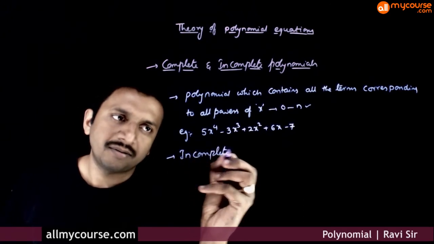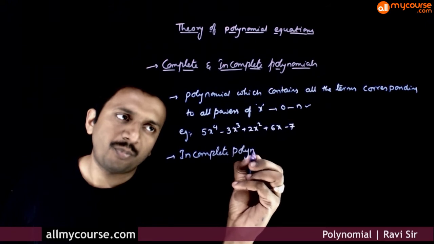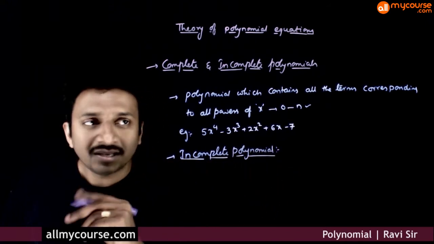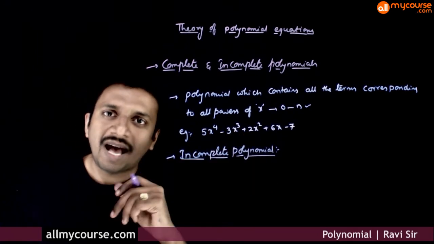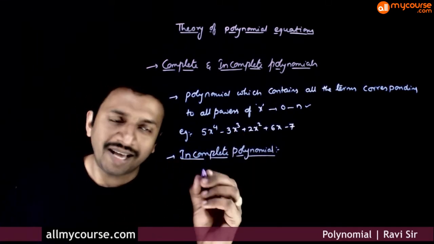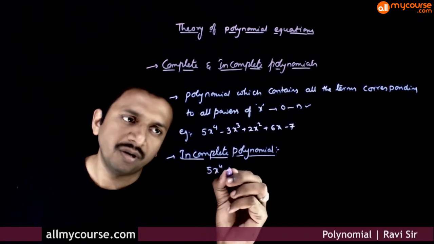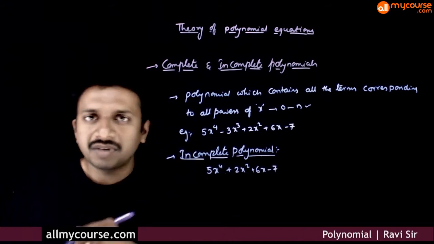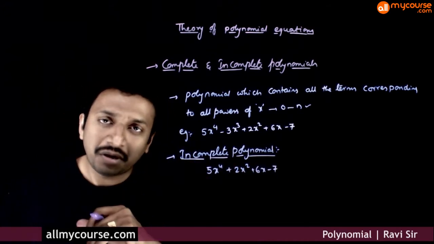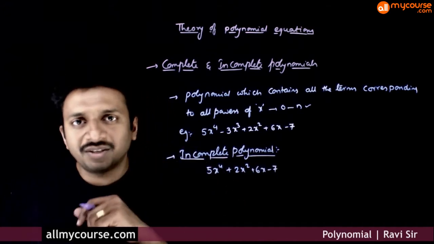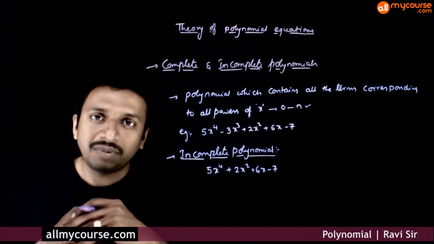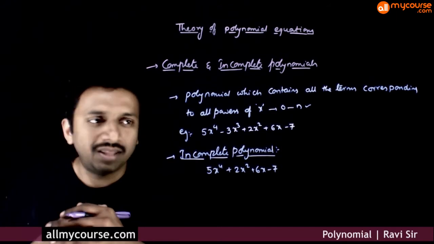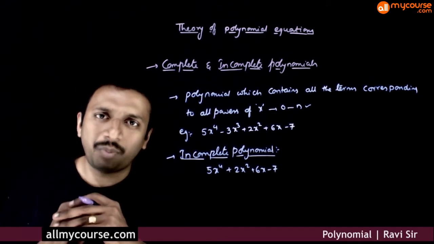An incomplete polynomial is when some powers of x are missing in the expression. That is, if you have 5x power 4 plus 2x square plus 6x minus 7, this is an incomplete polynomial because the x cube term is missing. So if no term is missing, then it is called a complete polynomial. If at least one of the terms is missing, then it is called an incomplete polynomial.